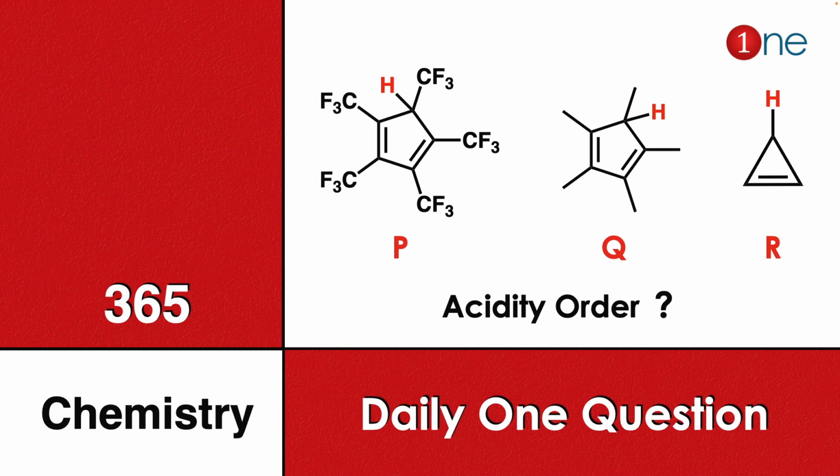Here three different compounds are given, which are P, Q, R. All have acidic hydrogen. You have to find which one is more acidic.